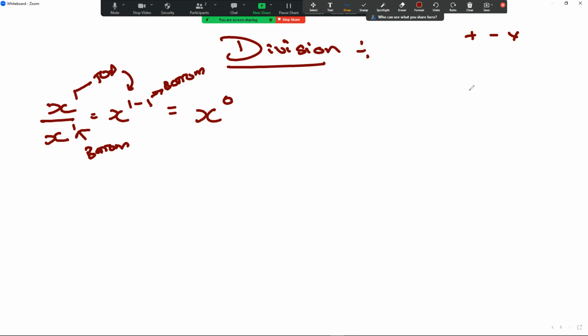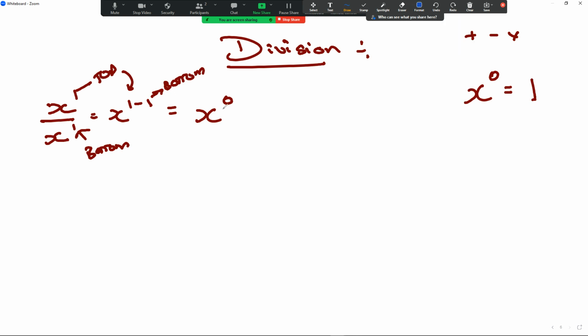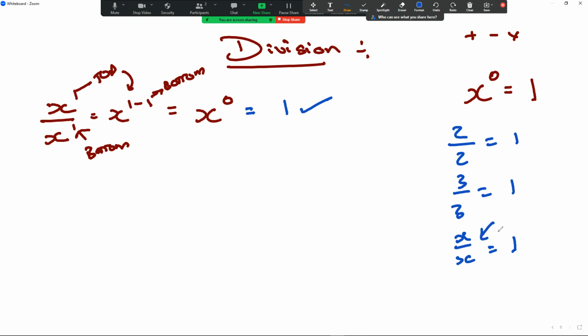So we might as well look at that. Anything to the power of 0 is always equal to 1. So if you have x to the power of 0, then this will become 1. It's like 2 divided by 2 is 1, 3 divided by 3 is 1. So if you get x divided by x, it's also 1. But there's a hidden step there, and that hidden step is this one here.